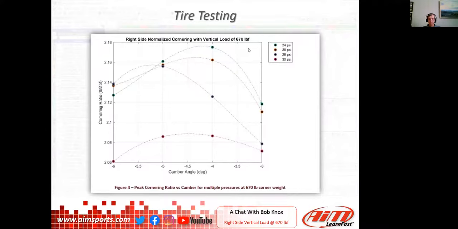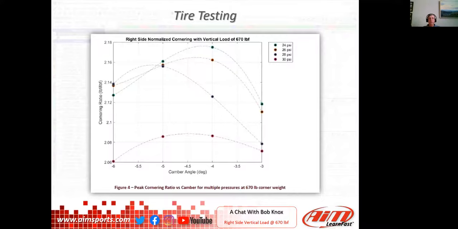pound range, all right? So if you look at this graph, what you see again is at our 24 PSI tire pressure, the peak camber is going to be somewhere between minus 4 and about minus 4.5. And also the cornering ratio, just between us guys, I kind of think what that represents is the vector value of the longitudinal lateral G's, the square of the longitudinal plus the square of the lateral and the square root of that. Those numbers look surprisingly similar to numbers that I see looking just at that in the data.